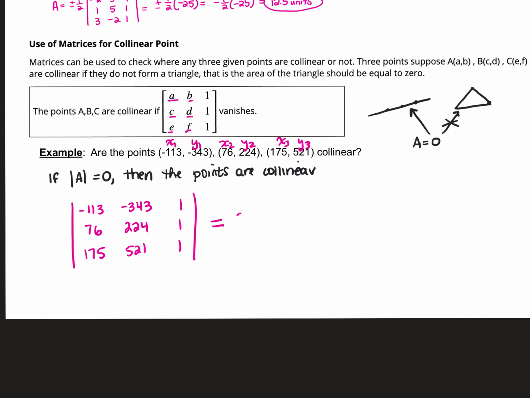So we have this determinant does in fact end up being 0. So what that tells us is that we are in this situation where there's no triangle being formed, which means those 3 points have to be on the same line. So what we can say from that is the points are collinear.